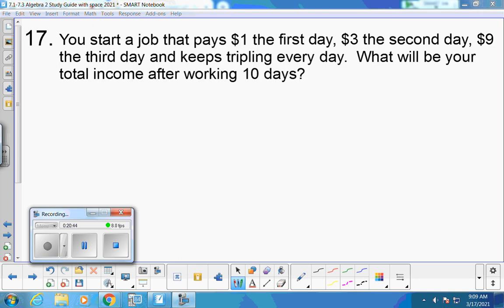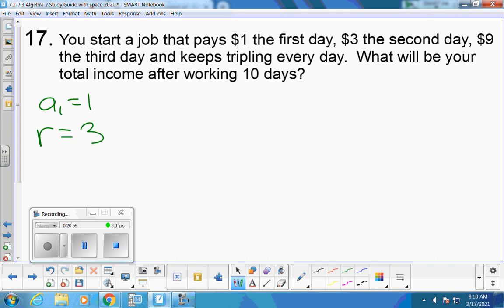Okay, let's read this one. You start a job that pays $1 the first day. That's your A1, giving it to you right off the bat. $3 the second day, $9 the third day. It keeps tripling every day, so our constant multiplier is 3. What will be your total income after working 10 days?